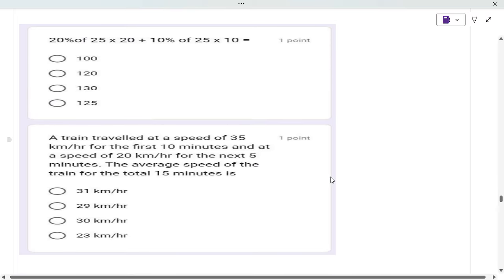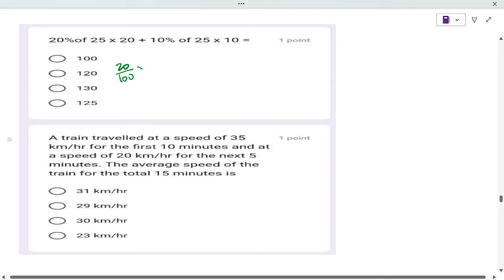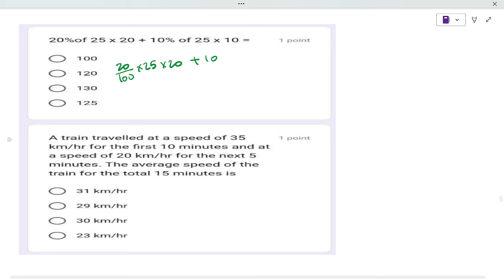Next one is simplification again. 20% of 25. So fraction de 20% of क्या है? 20 by 100 is what? 1 by 5, right? 20 by 100 into 25 into 20 plus 10 by 100 into 25 into 10. 0 0 0 0 cancel. 25 4 times, 4 5 times. 5 into 20 times is 100 plus 25 will give us 125. That's the answer.